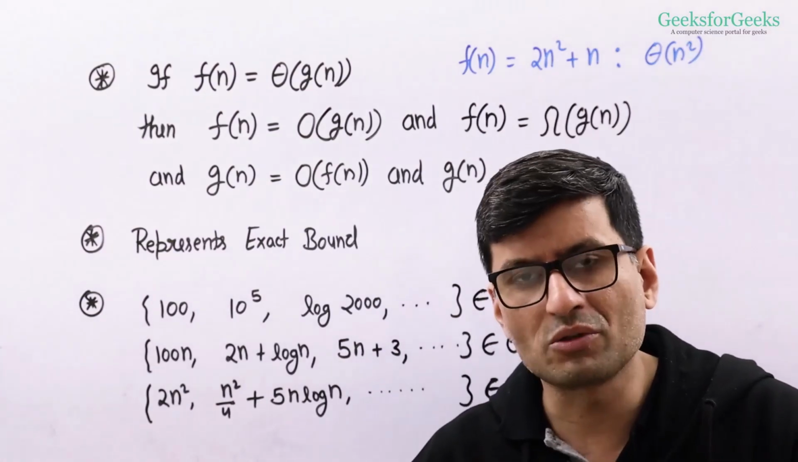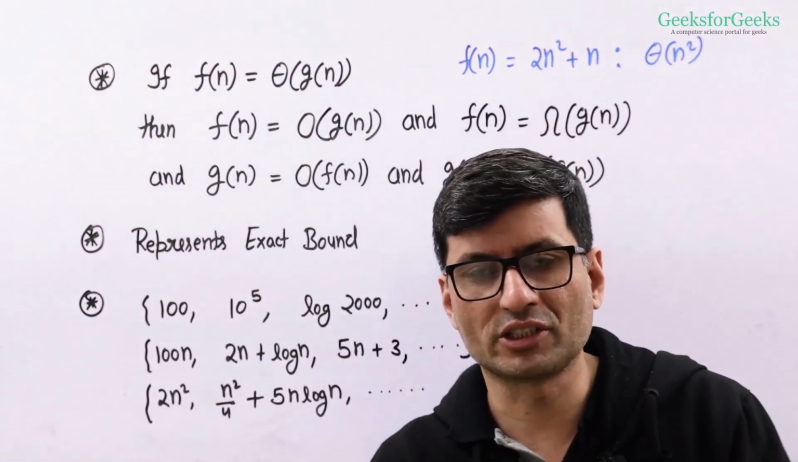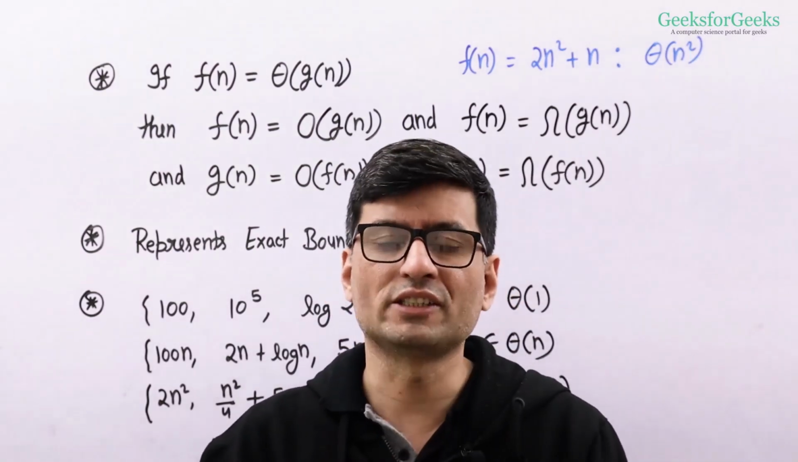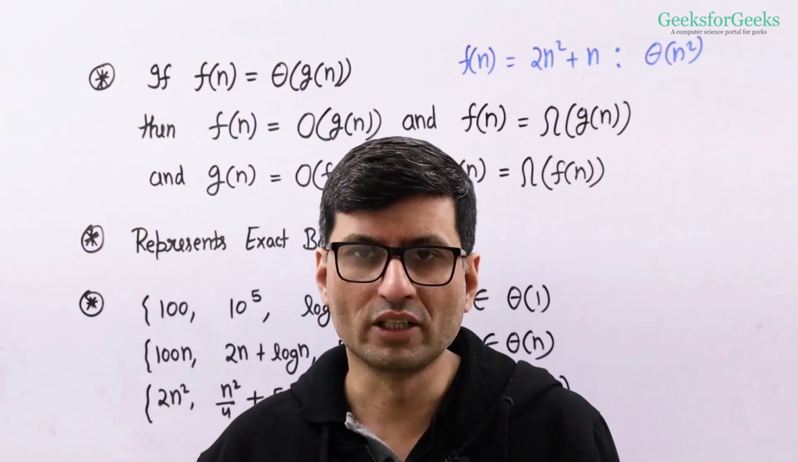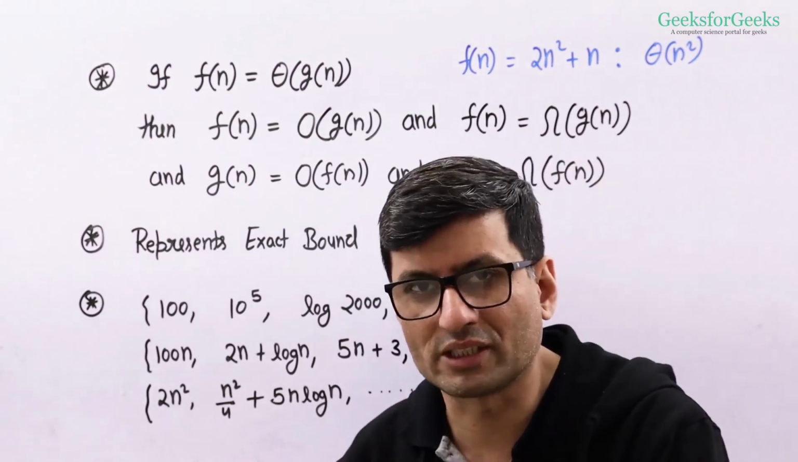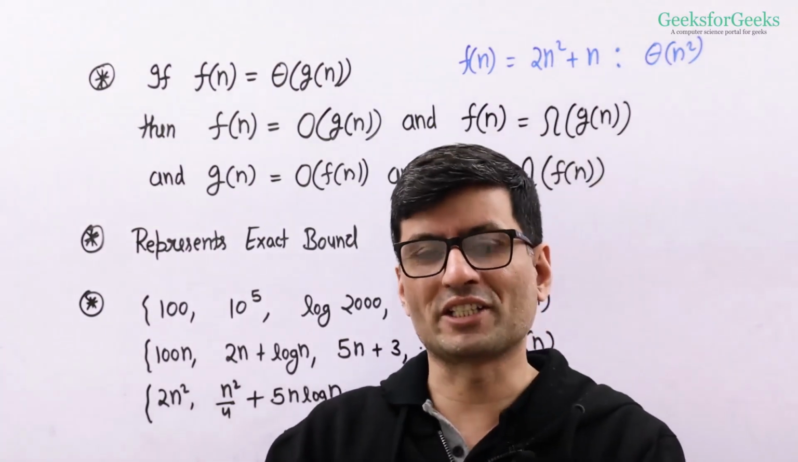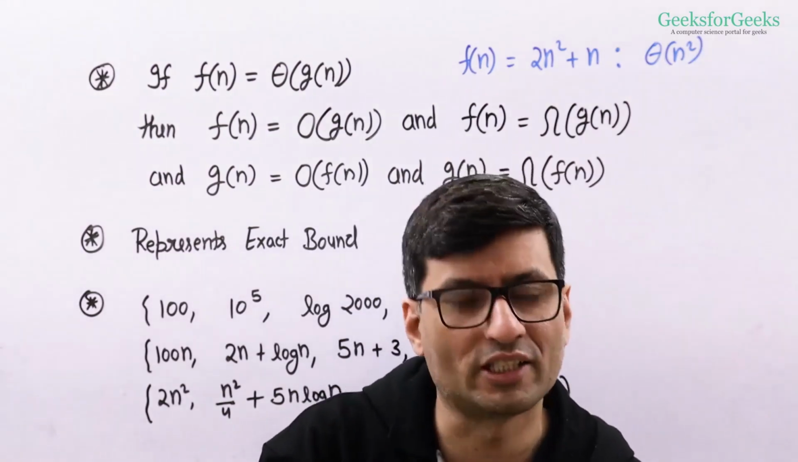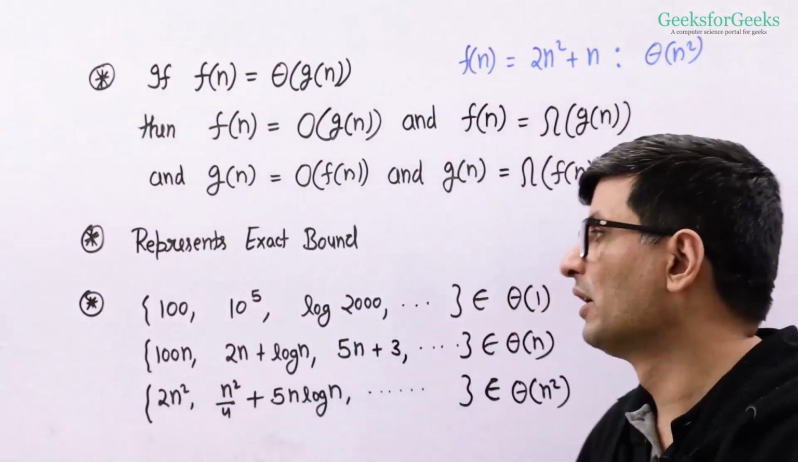Also, if you want to talk about time complexity of insertion sort in one line, then you can say insertion sort is big O of n square. Here you can use big O notation, because when you say big O of n square, it covers the best case, covers the worst case. You are saying it is either n square or less than n square, which covers both the cases.